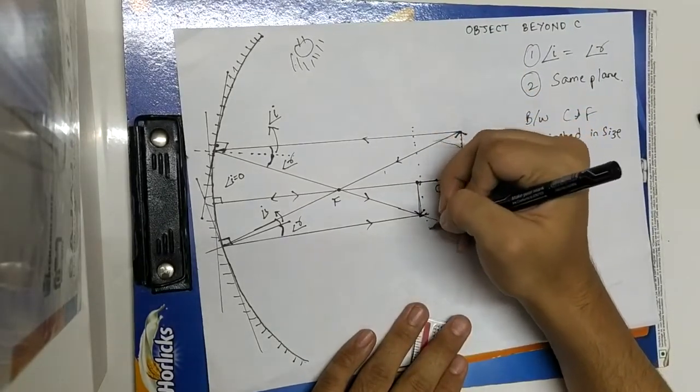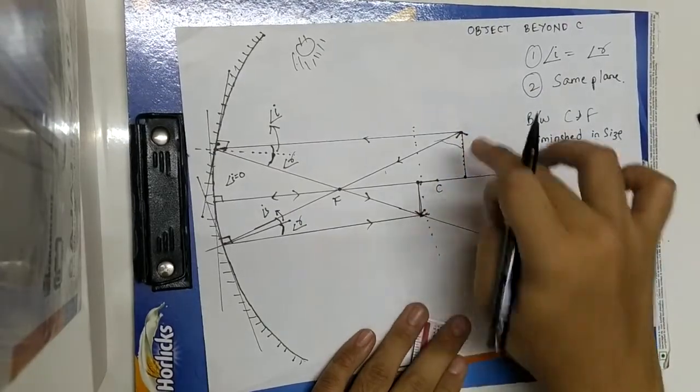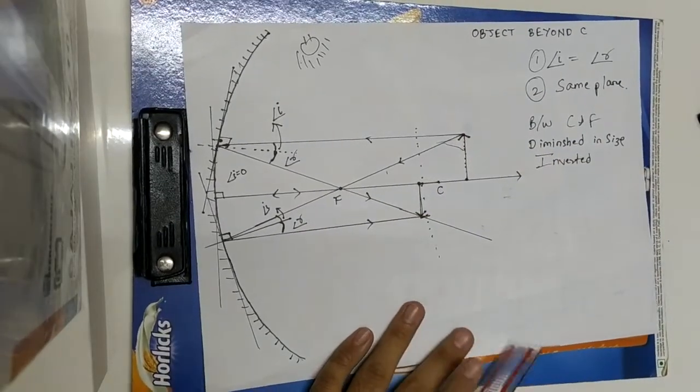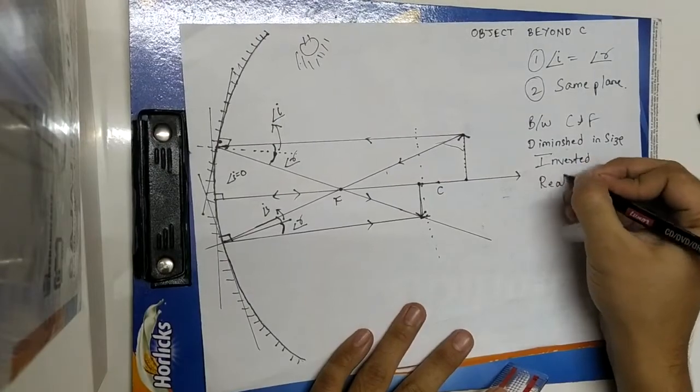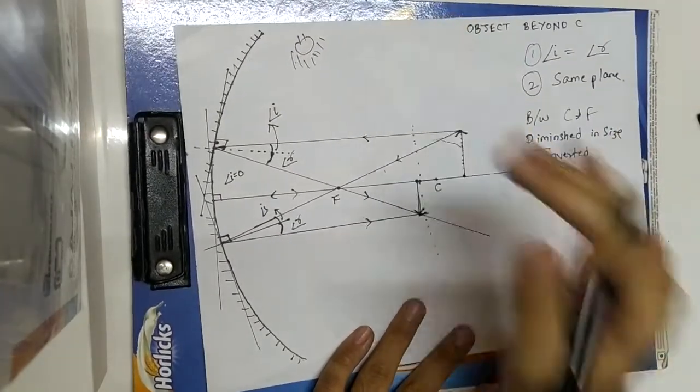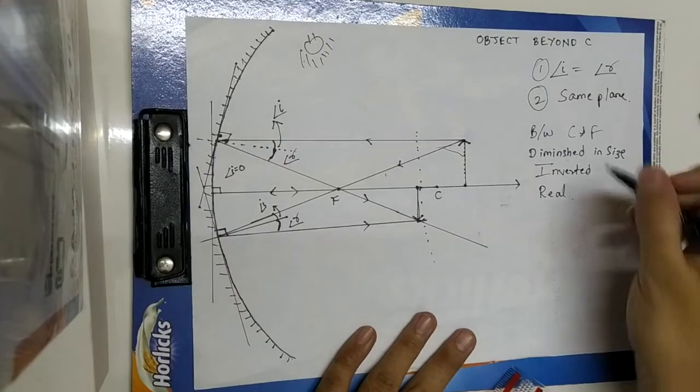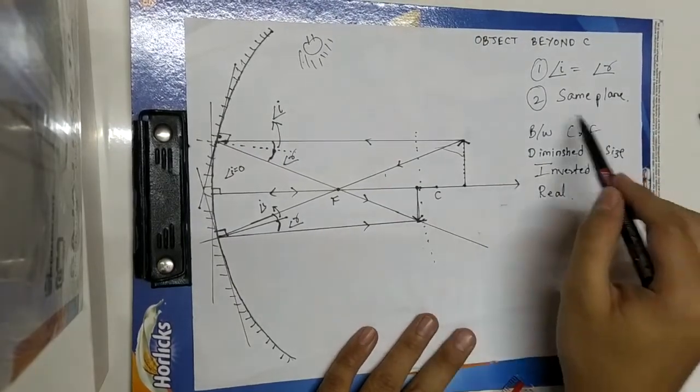If you keep a paper here, you can see the image of this arrow on the paper, and it is real, because you can see the image on the real world object. It's a real image. So these 4 are the properties of the image.